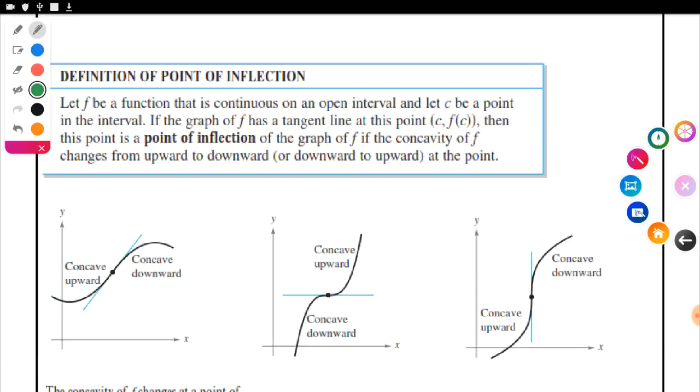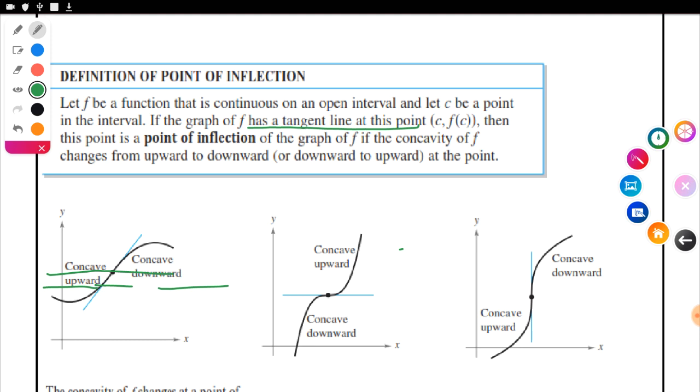I'm going today to talk about the point of inflection. What is the meaning of point of inflection? Here, let f be a function that is continuous on an open interval and let c be a point in the interval. If the graph of a function f has a tangent line at this point, be careful. Look here, that is the first thing. To be an inflection point, it has a tangent line. Okay, at this point, the function has a tangent line.